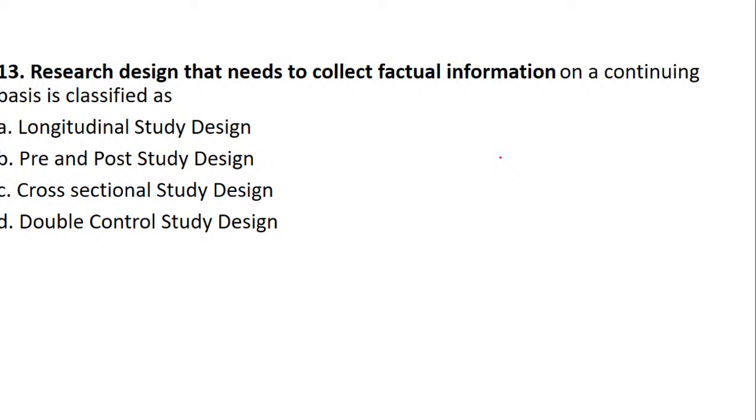Okay. Now question number 13. Now see, a detailed question in research design they have given. A research design that needs to collect factual information on a continuing basis is classified as what? So research design which needs factual information on a continuous basis, whether it is called longitudinal, pre and post study design, cross sectional or double control study design. So what exactly will it be known as?